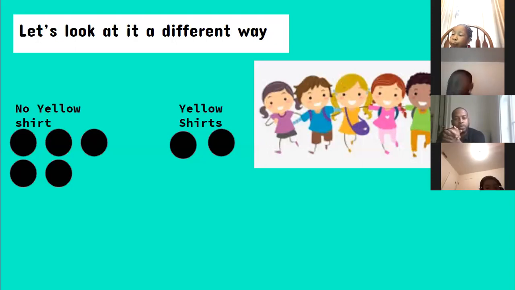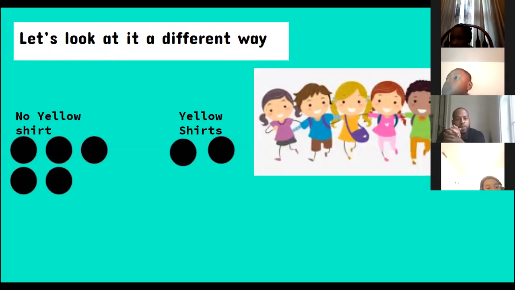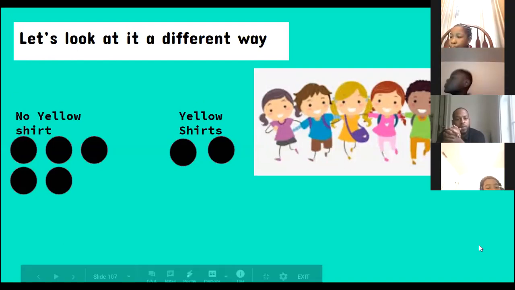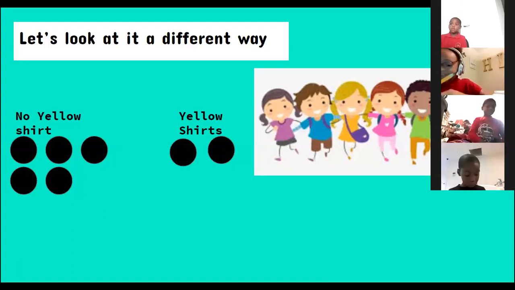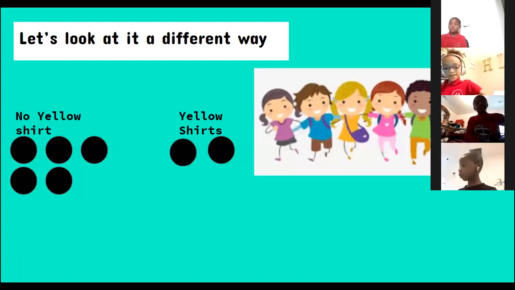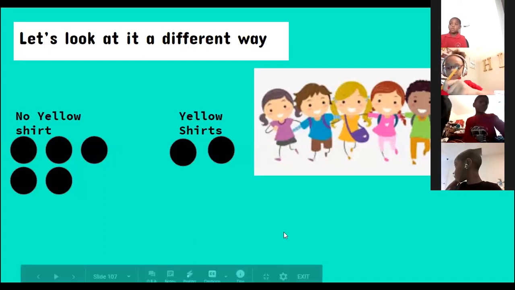Chloe. Yes. How many kids do I have all together? I can't hear you. Take it off of mute, Chloe. 7. 7, perfect. Thank you.